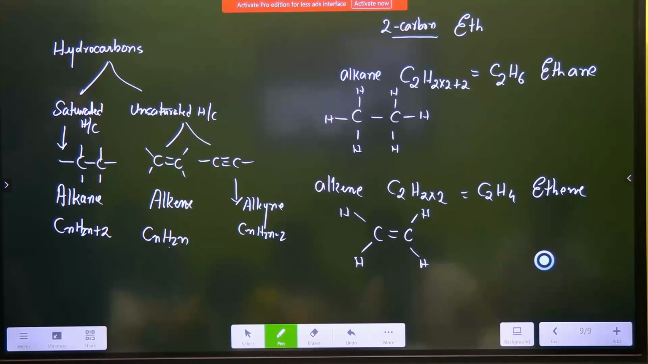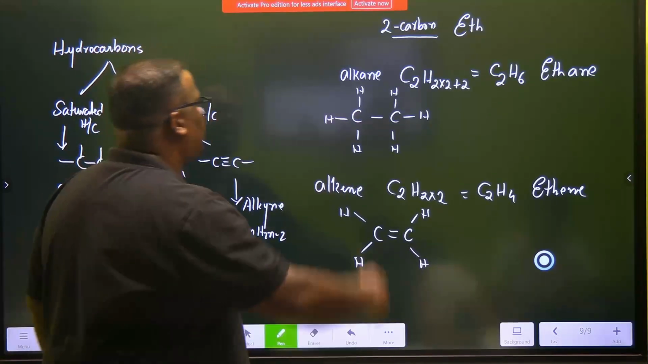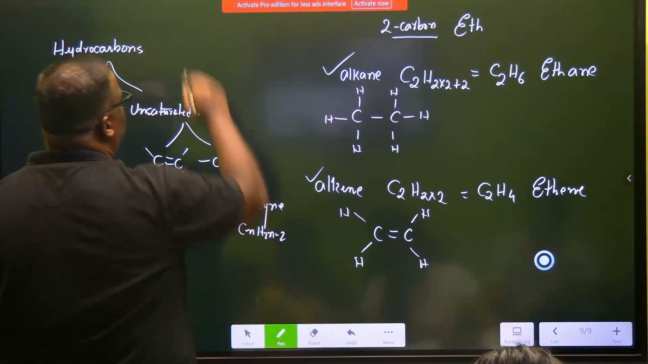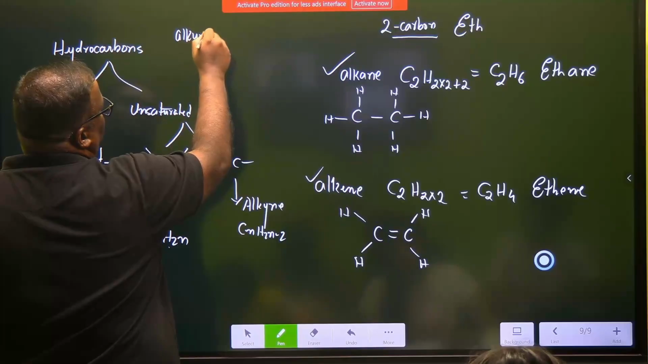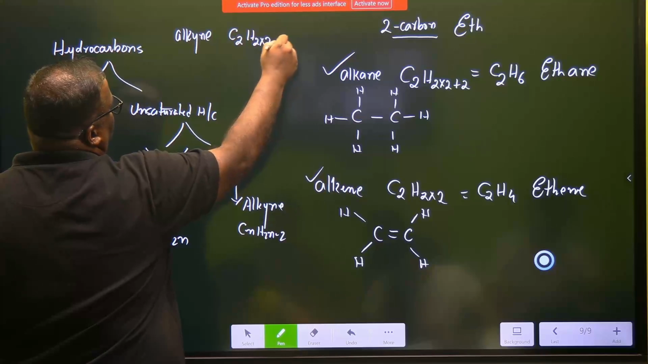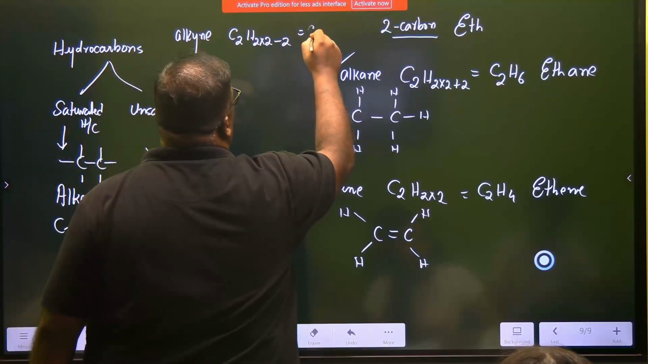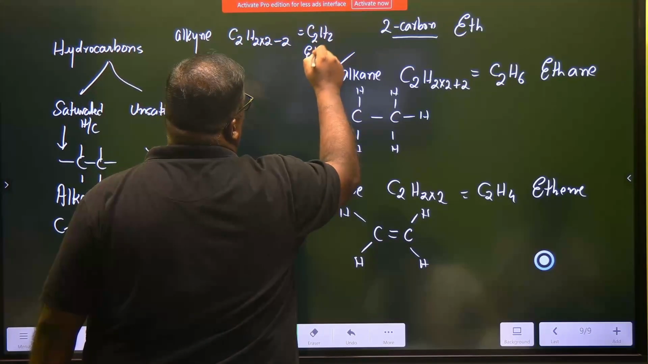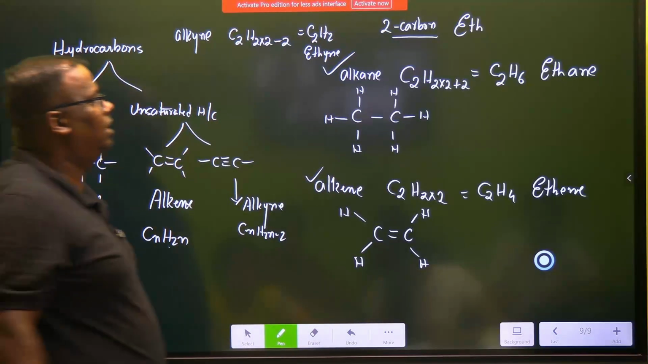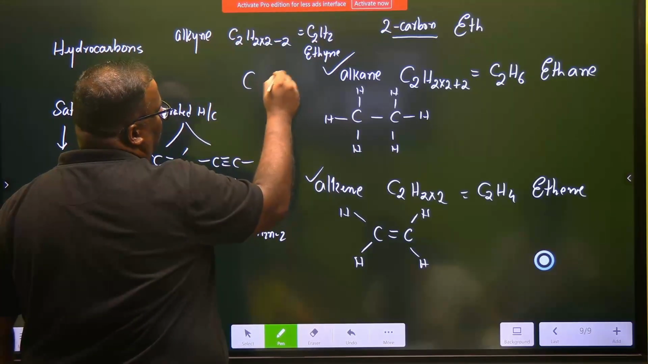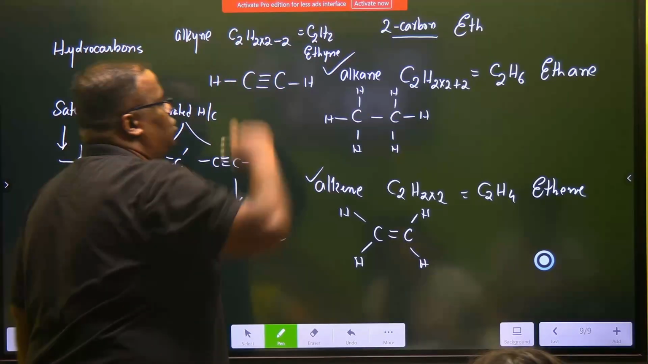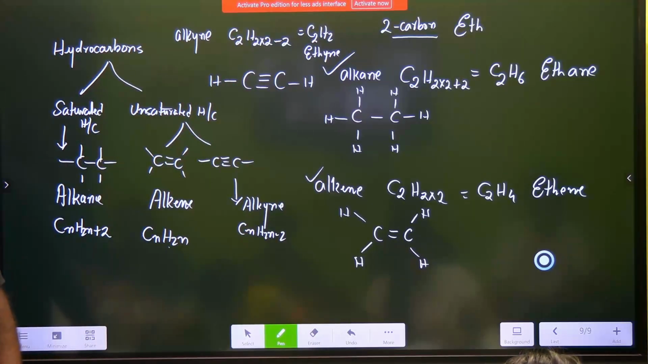Shall we make the 3rd member of this? 2 carbon. So this is alkane. This is alkene. And then we will make an alkyne. So let's make an alkyne. So it should be C2H2 into 2 minus 2. So your formula comes as C2H2. This is known as ethyne. The name is ethyne. What will be the structure? Carbon carbon triple bond, hydrogen on this side, hydrogen on this side. Does it make it clear now? Easy for you to understand?